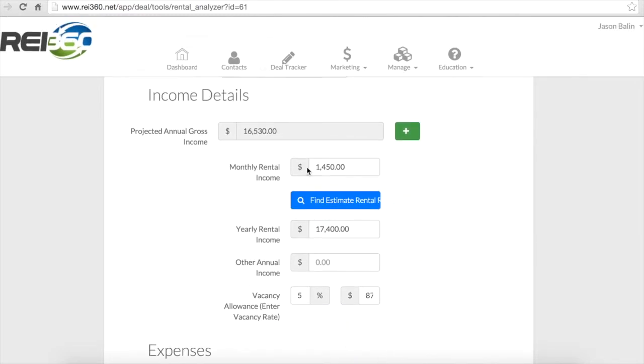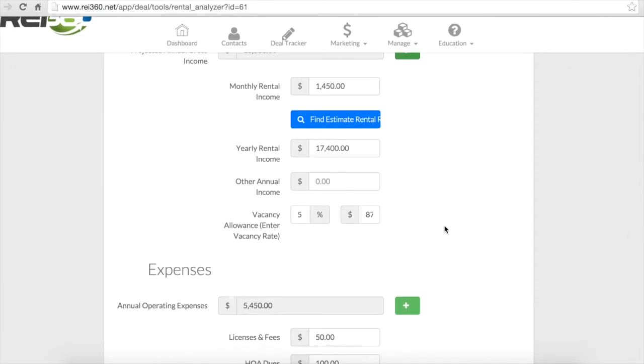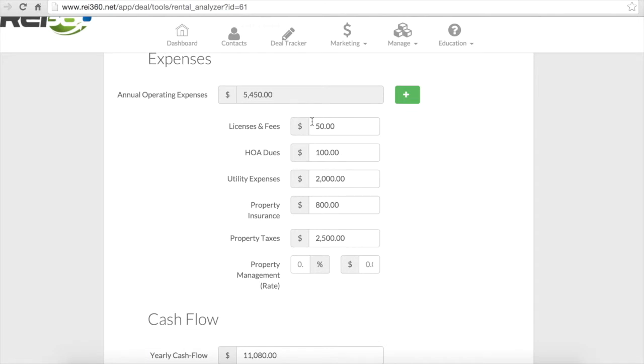Income. We make $1,450 a month on this rental. You can click here if you want, and you can find estimate rents in the area, but this one just happens to be $1,450. 5% vacancy rate. Let's go through expenses. About $50 here, $100 homeowners dues, about $2,000 a month in utilities, the stuff that the tenant doesn't cover. Insurance is $800, property tax is $2,500.